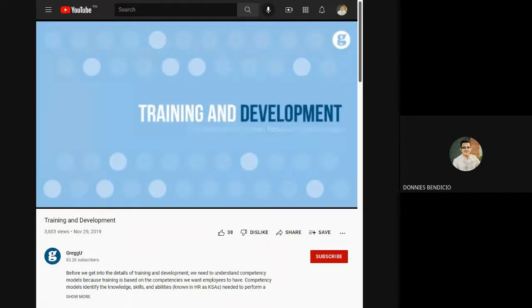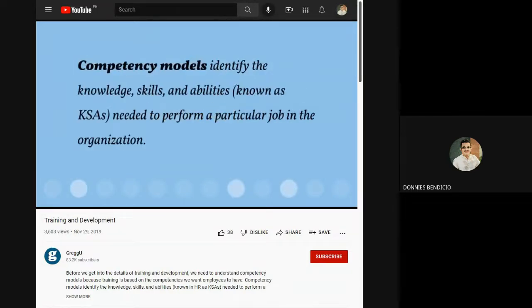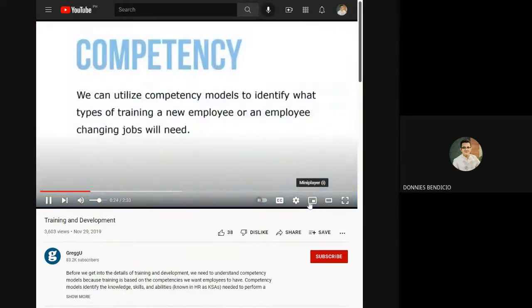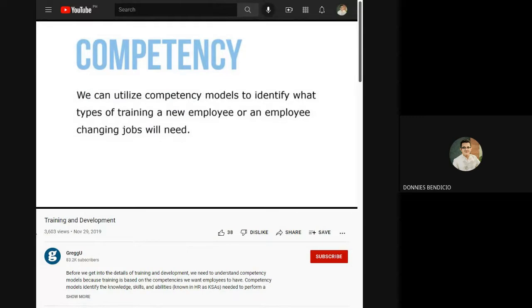Let's take a look at the basics of training and development. Competency models identify the knowledge, skills, and abilities, known as KSAs, needed to perform a particular job in an organization. We can utilize competency models to identify what types of training new employees or an employee changing jobs might need. We go through a process of identifying and providing the training, evaluating how well the employee has learned, and then assessing the training process itself using one of several options.